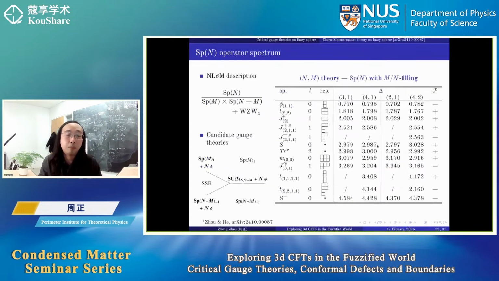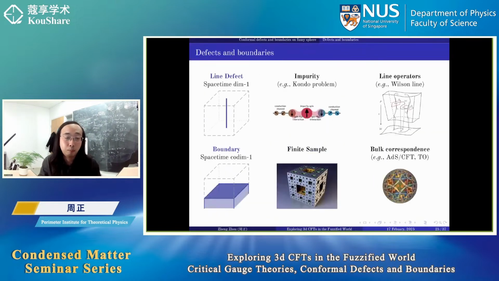Defects and boundaries are very important objects in theoretical physics. For example, the line defect is a space-time dimension 1 object. It can correspond to impurities together with the time evolution direction, for example, the famous Kondo problem. In quantum field theories, it can also correspond to line operators, for example, the Wilson line or 't Hooft line. In gauge theories, they are also line defects.